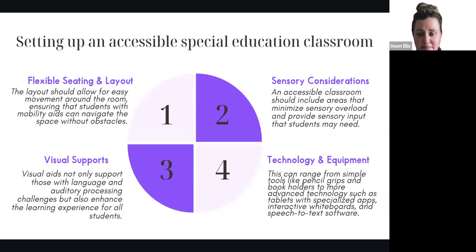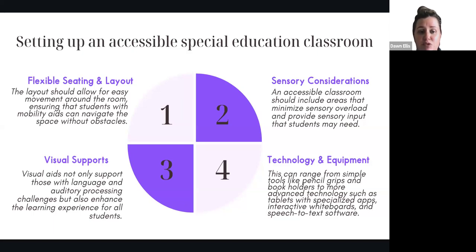Tip number two is any kind of sensory considerations, and this is to help minimize that sensory overload and to provide that sensory input. Now, if you want sensory room ideas, whether you're creating a space in your room or you have the opportunity in your school to have a whole physical room, there is a blog post on my blog all about not only what are some items to include there, but also how you can help get funding for that. So you'll want to check that blog out for more ideas there.